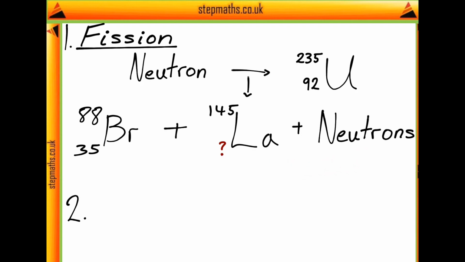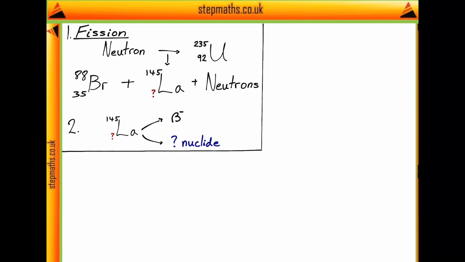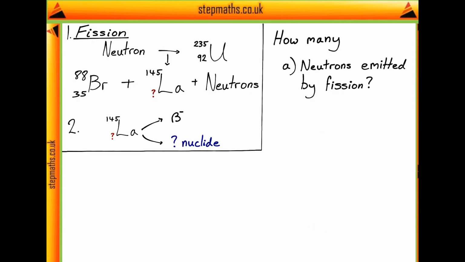It's worth noting at this point that we're told that the bromine nuclide has 35 protons in it, yet we're not told how many protons are in the lanthanum nuclide. Then, in the second part of the question, we're asked to consider the lanthanum nuclide again. Here, it emits a beta minus particle and becomes an unknown nuclide. The question then asks us A, how many neutrons are emitted by our fission reaction, and B, the number of protons in our final nuclide in the second step of the question.